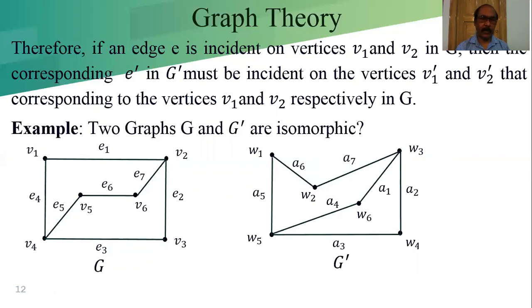Third point, we have to find the correspondence. That means the incidence property, the preservation of incidence. When we are finding the edge correspondence, we have to find out whether the vertex correspondence is the same or not. In the next slide, I am explaining.